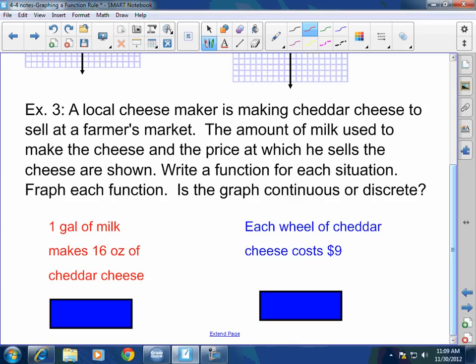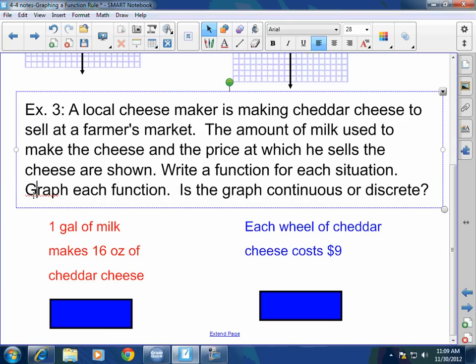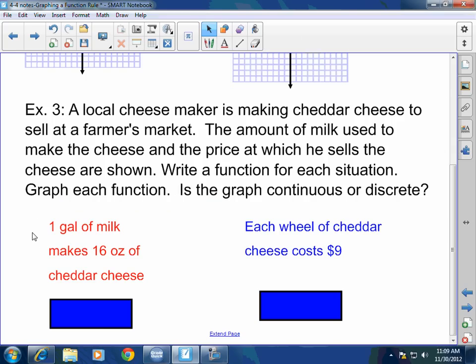So, let's go back. A local cheesemaker is making cheddar cheese to sell at a farmer's market. The amount of milk used to make a cheese and the price at which he sells the cheese are shown. Write a function for each situation and graph a function. I don't know what fraff a function is, but I do know what graph a function is. Is the graph continuous or discrete?